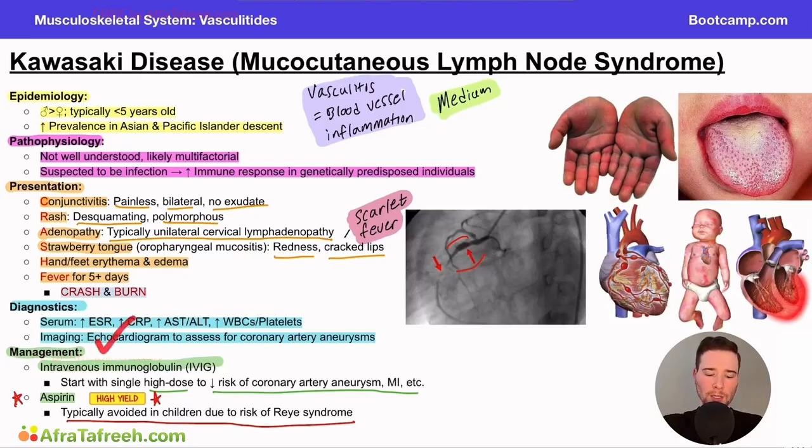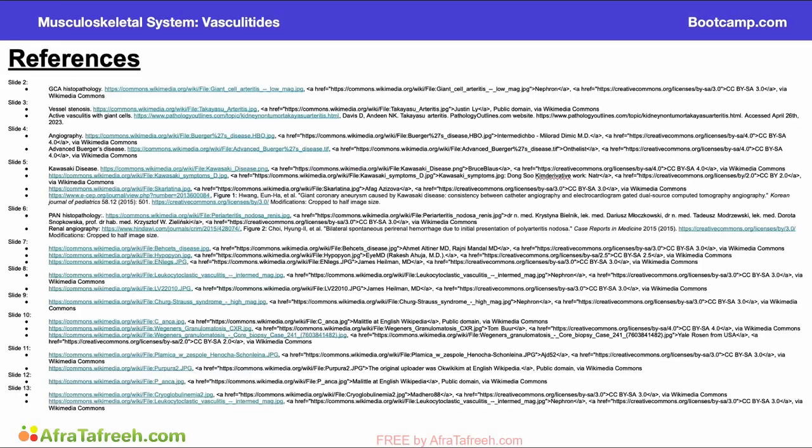The management here is going to deal with IVIG. Again, this is to decrease the risk of coronary complications. And the unique treatment here is going to be the aspirin, with a high yield button next to it, because we don't typically use aspirin for young children. We don't typically use it for patients under 18, but this is an exception to that rule.